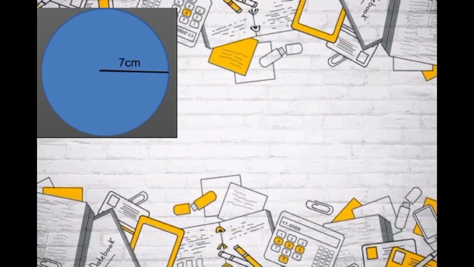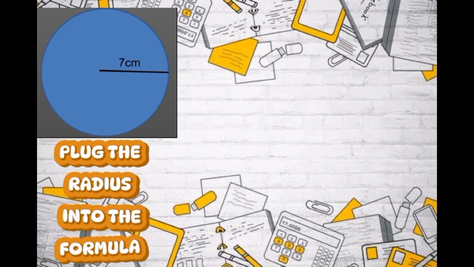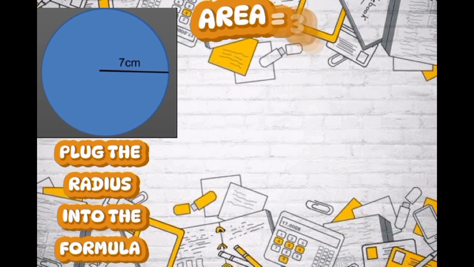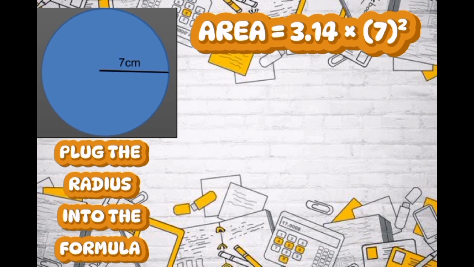The first step here is we have to plug in the radius. The radius given here is 7 centimeter. So let's plug it into our formula. Area equals pi, which is 3.14, times 7 squared. Now what we have to do is solve the exponent first, which is the 7 squared.